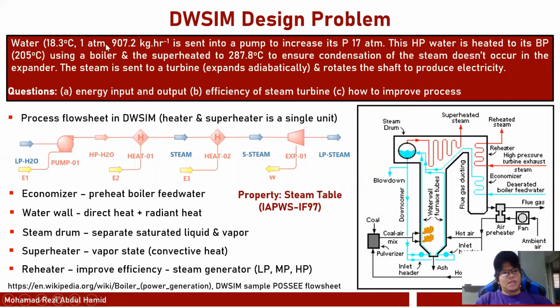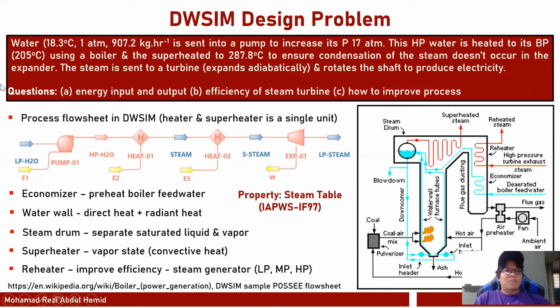This is basically the same design problem, but here there are a few questions that I would like to answer. What is the energy input and output when we heat the water to turn it into steam, and to turn the saturated steam into superheated steam? And when we invest that energy, how much energy in the form of electricity can we get? That translates into the efficiency of the process itself. And then, is there a way for me to improve the process?